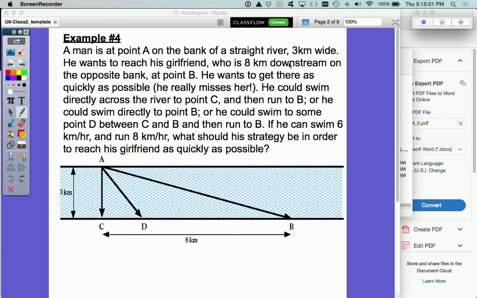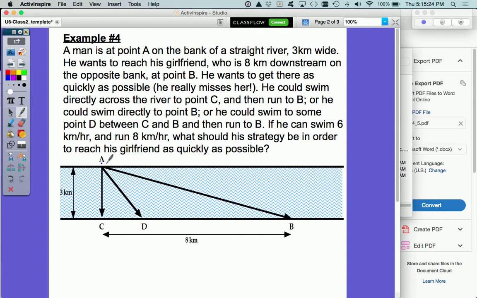Okay, so this is the fourth problem in the series of optimization problems we've been looking at. In this question, we see that a man is standing at point A on the bank of a river, and he wants to get across to his girlfriend who's 8 kilometers downstream on the opposite side. So he needs to get from point A to point B some way, and he's got a couple of options here. He could swim straight from A over to B.